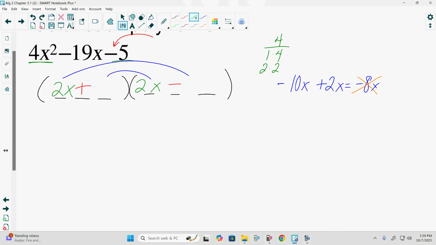And that's going to give us negative 2x plus 10x equals 8x. Really, all we did was flip the signs. So it took it from negative to positive.